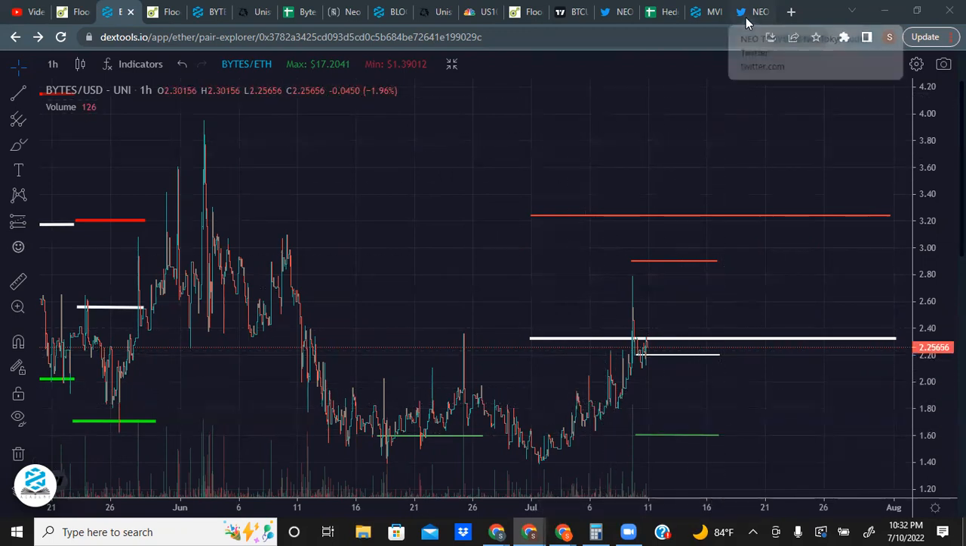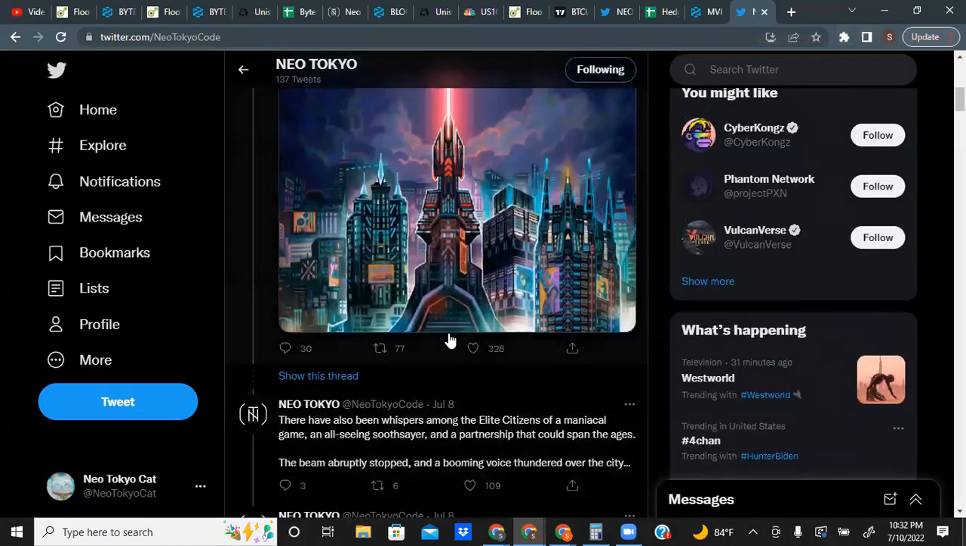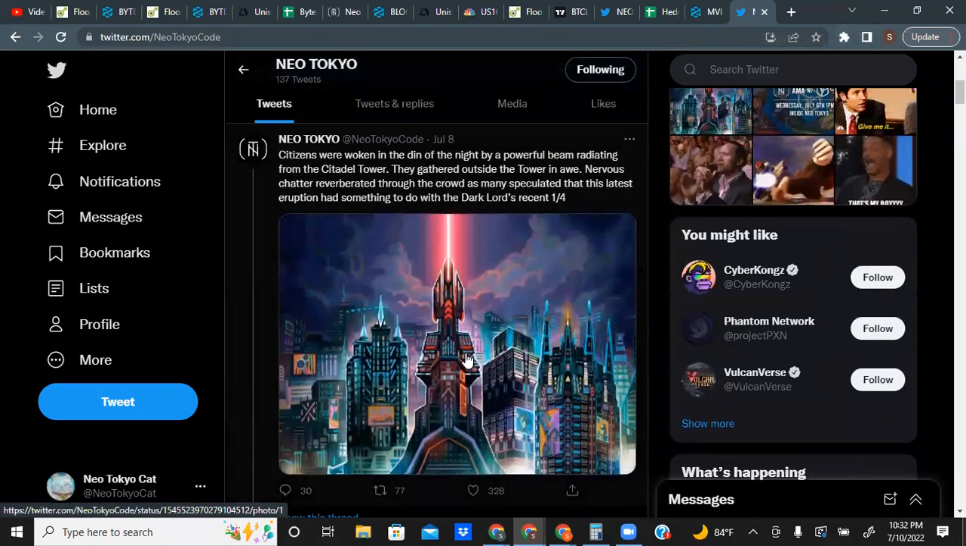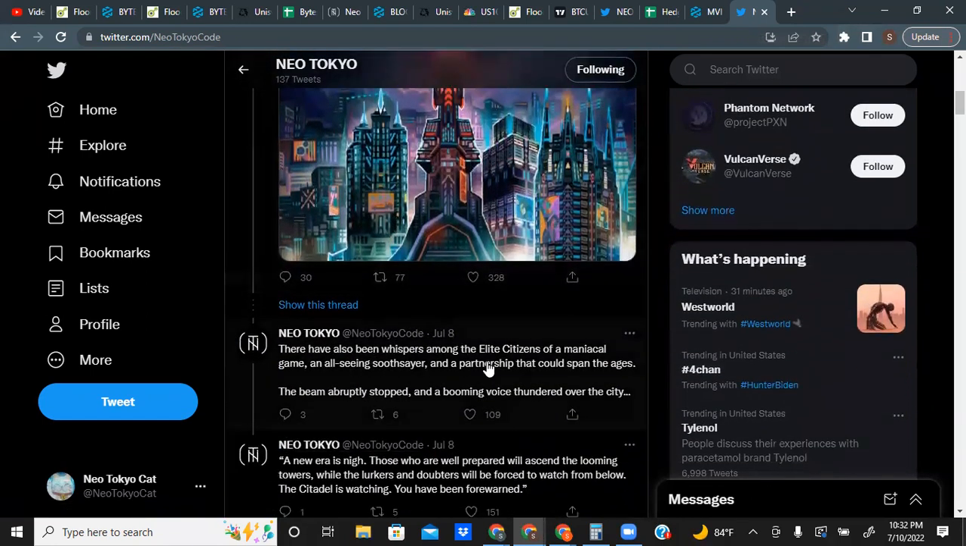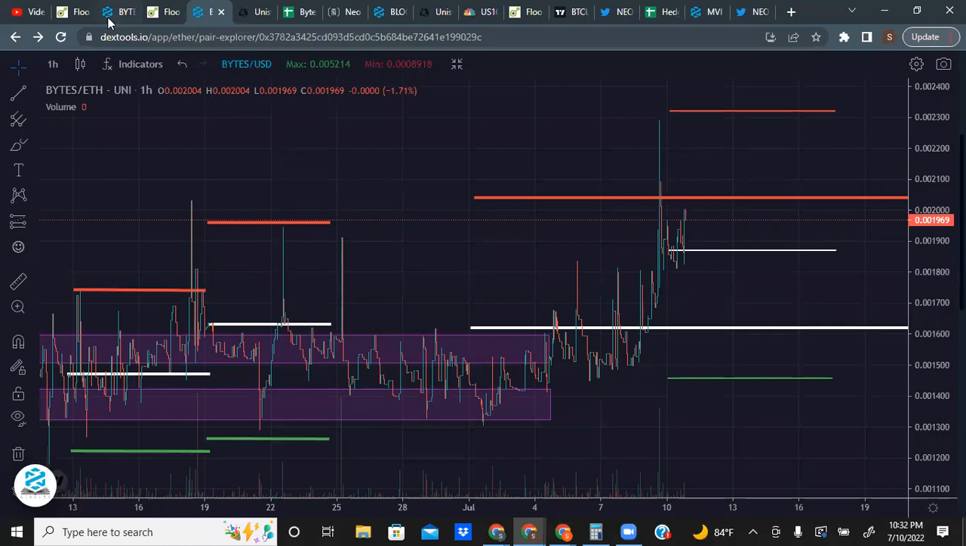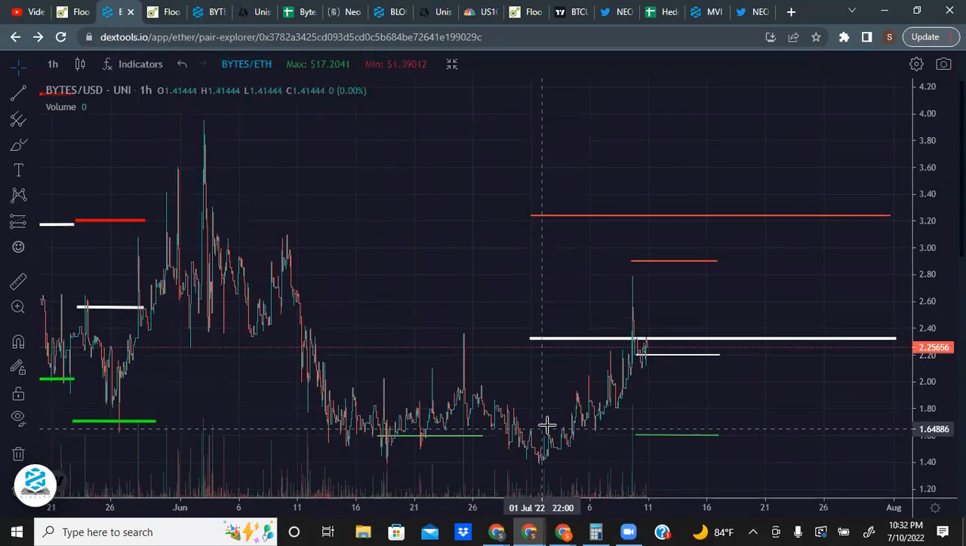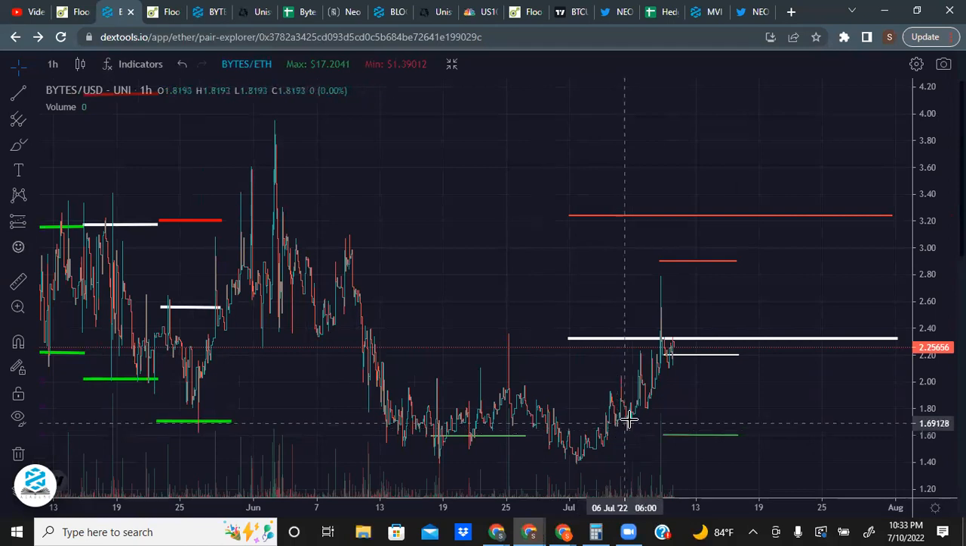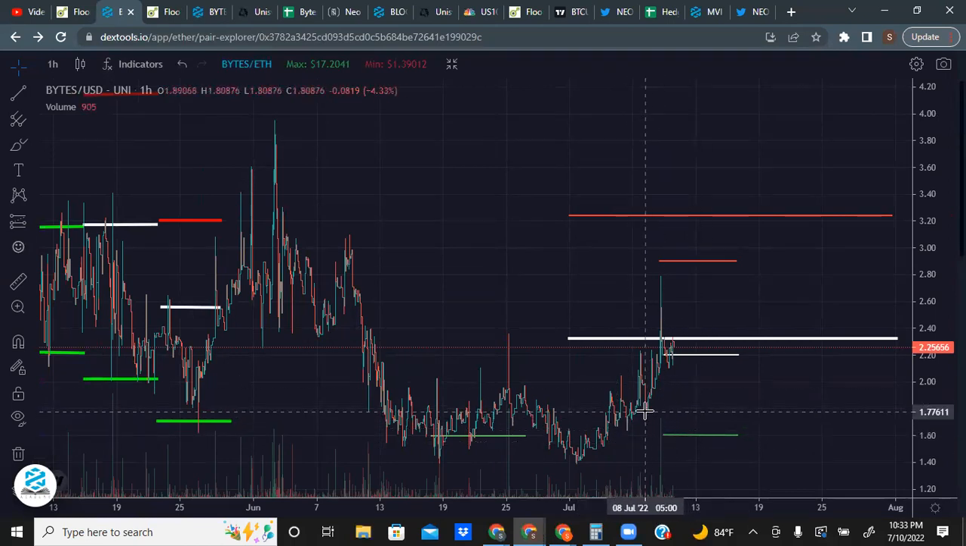The NeoTokyo Codes Twitter started to get active the other day here, and some more interesting lore coming out here, and I found this pretty interesting as well, citizens of a maniacal game. So maybe there is some sort of game or possibly some utility for not only just the NeoTokyo citizens, but the Bytes token. So that is definitely relevant, and I'm pretty sure that's why we are starting to see a large spike in the price here.